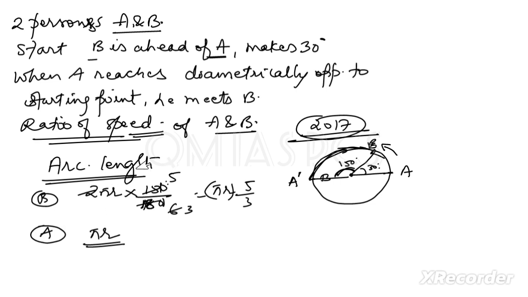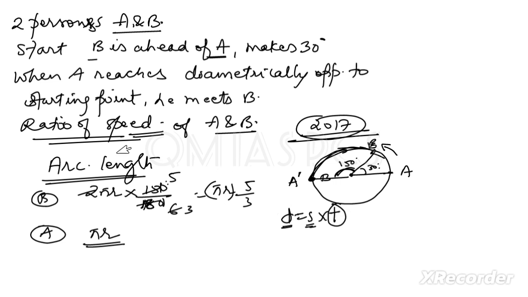Now if both are traveling and meeting at this point, that means the time will be the same for both. Are you getting my point? A is starting from this point, B is starting from this point, and they are meeting at this point, that means the time taken by both will be the same. The formula is distance is equal to speed multiplied by time. When time is the same, distance is proportional to speed. So if you write the speed ratio or the distance ratio, both will be the same.